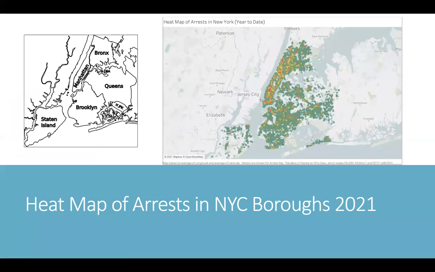This is a heat map of arrests in New York City by borough. And you can see up top of Manhattan, that's where the crime activity is most concentrated, with other pockets of high crime areas scattered about the city.